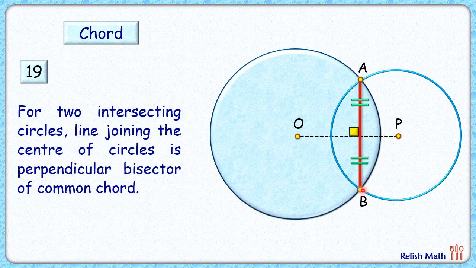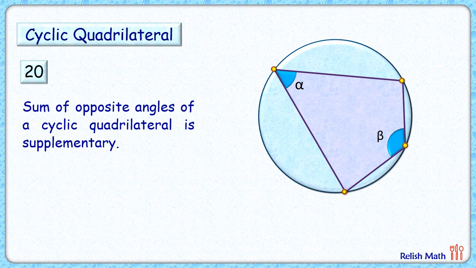Now next we'll discuss all the theorems and formulas related to cyclic quadrilaterals. A cyclic quadrilateral is a quadrilateral with all four vertices lying on the circumference. And for any cyclic quadrilateral, the sum of opposite angles, that is here alpha and beta, will always be supplementary, or 180 degrees.